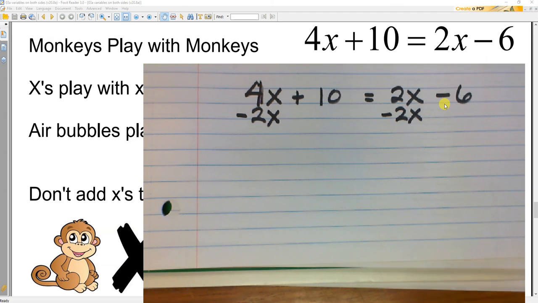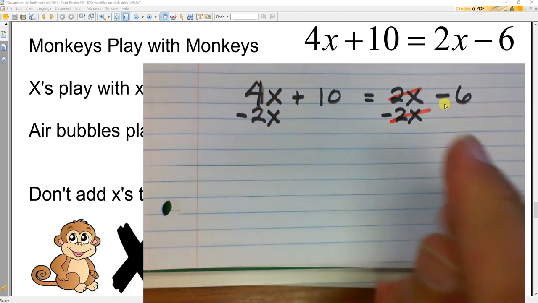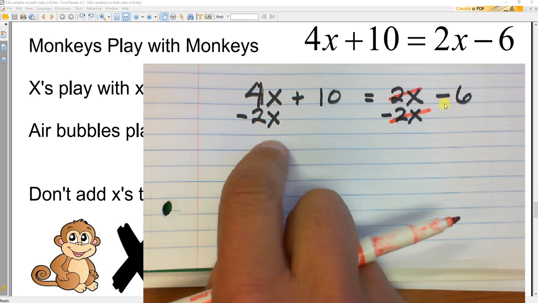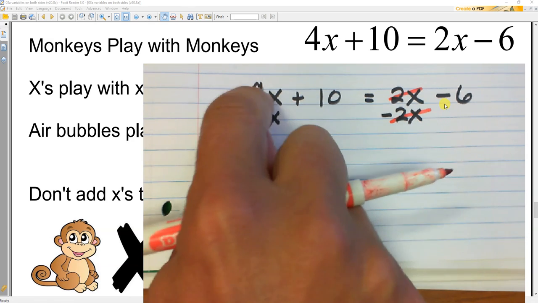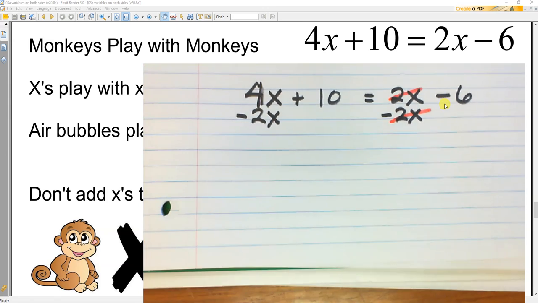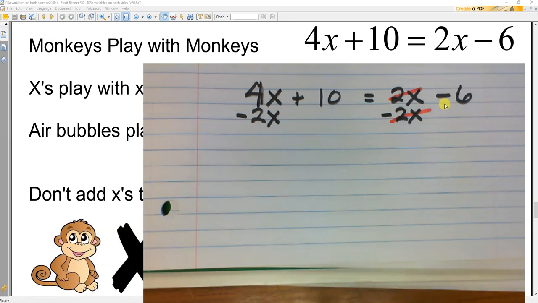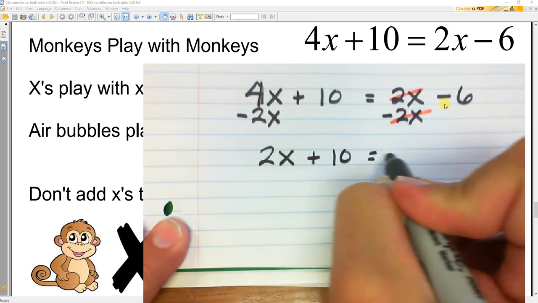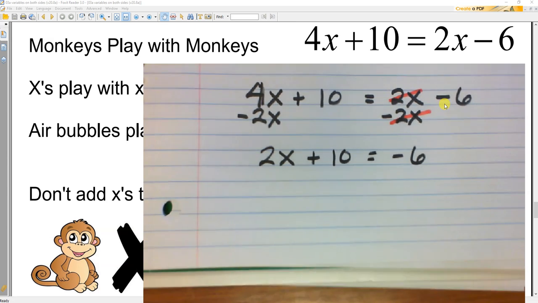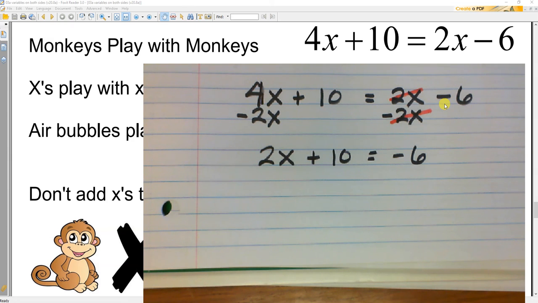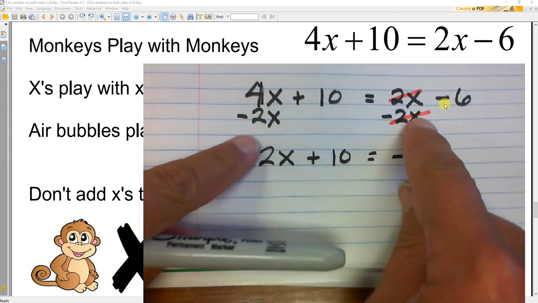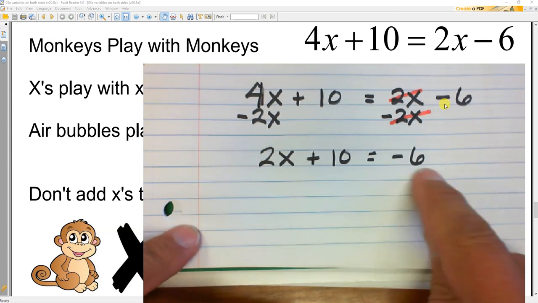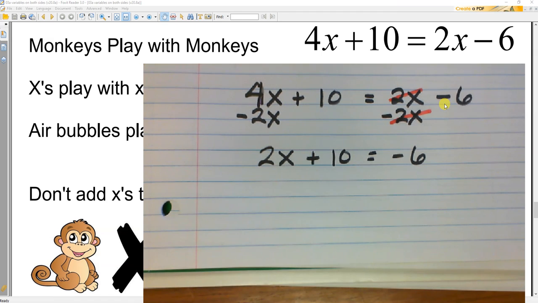Red marker of death and destruction. Notice that I'm subtracting the x's from the x's. I'm not trying to do 10 minus 2x. I'm doing 4x minus 2x. The x's subtract the x's. Gives me 2x plus 10 equals negative 6. And what I am left with is a two-step equation. This is what we did a couple lessons ago. Today's lesson just occurred right there. That's today's lesson. This is old material. Let's solve it.